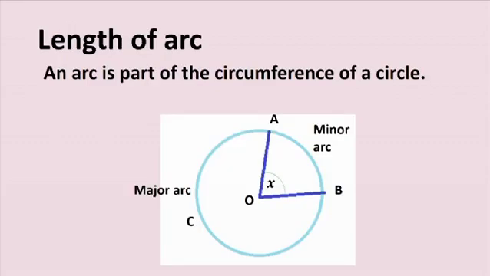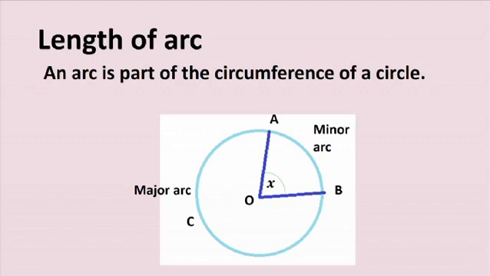We now continue with length of arc. So we had learned earlier that an arc is in fact part of the circumference of a circle. Now, you can see that we have two parts. We have the part AB, the smaller one, which we call minor arc. And then we have the major arc, which is ACB. So AB is the smaller part called minor arc, and the major arc will be ACB.